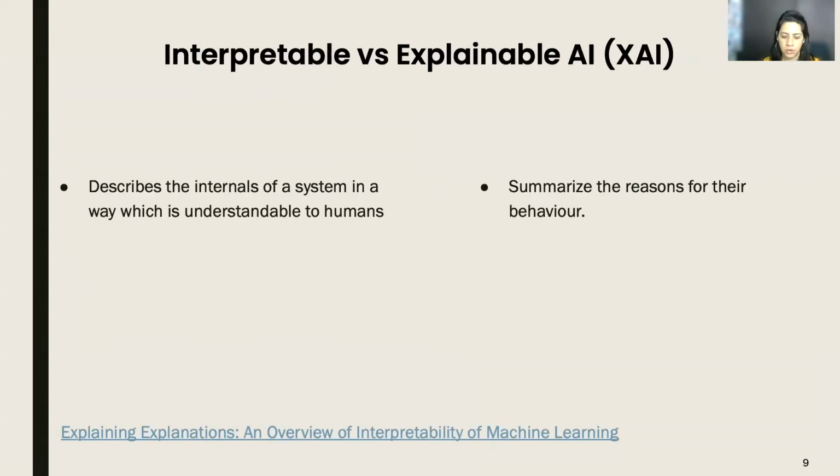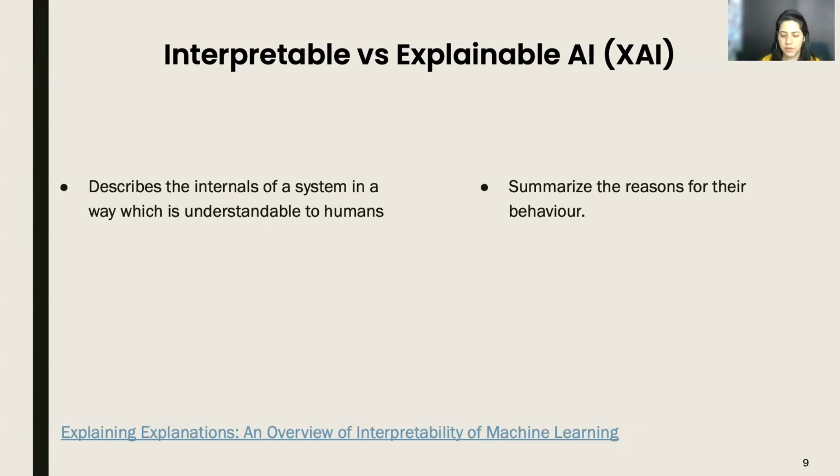Now, in this field, you'll often come across these two terms, interpretable and explainable, and a lot of times these are used interchangeably, but there is a difference between them. While interpretable models describe the internals of a system, explainable AI means to summarize the reasons for a model's behavior. So if a human can understand the internal workings of a model, then that model is interpretable. But if the model is so complex, with millions and millions of parameters, it becomes difficult to understand. But if we can summarize that model in some way that gives us things like feature importance, or how the predictions change as you vary the features, then that's explainable AI.